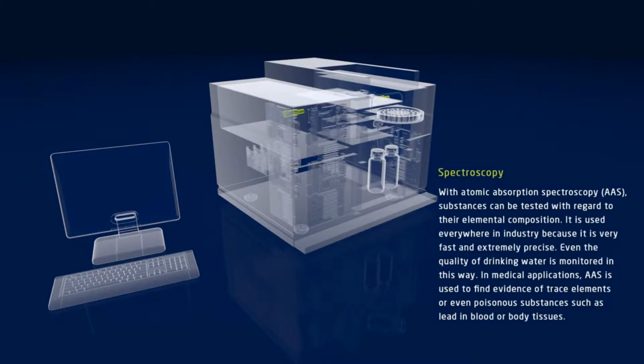With atomic absorption spectroscopy, AAS, substances can be tested with regard to their elemental composition. Today, the process is used everywhere in industry because it is very fast and extremely precise. In this way, the exact composition of substances can be maintained and possible contamination ruled out. Even the quality of drinking water is monitored in this way. In medical applications, AAS is used to find evidence of important trace elements or even poisonous substances such as lead in blood.